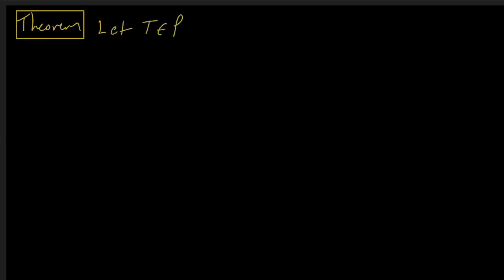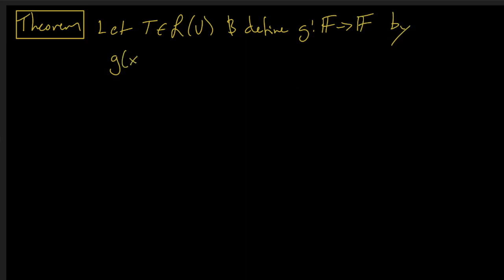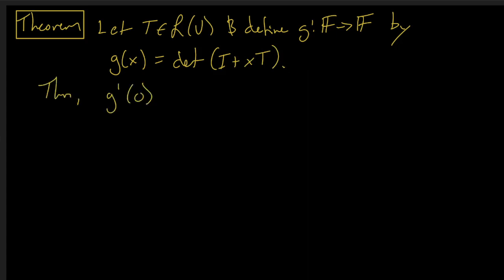Let T be an operator on V and define G from F to F by G of x is equal to the determinant of the identity plus xT. Then G prime of 0, the derivative of G evaluated at 0, is the trace of T. Whoa. Okay, check this out.